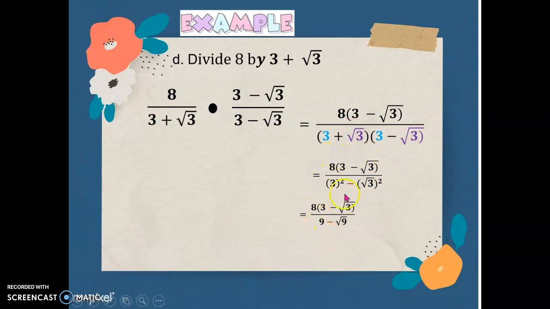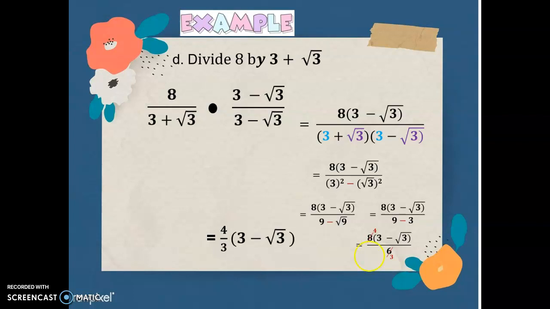Rewrite lang natin yung numerator. Square root of 3. So, 3 times 3 is square root of 9. Square root of 9 is a perfect square. So, extract it. So, 9 minus 3. Ayan. Yan yung square root ng 9. Negative 3. So, 9 minus 3 is 6. 8 and 6 is divisible to each other. So, reduce natin by 2. So, 4, ito ay 3. And then, express it as a fraction. So, it will be 4 over 3 times 3 minus the square root of 3. So, hindi po pwedeng i-distribute kasi they are different. Okay? So, that is the answer.